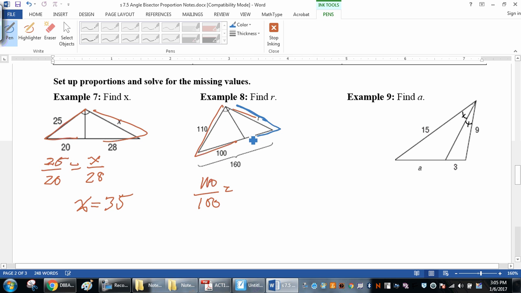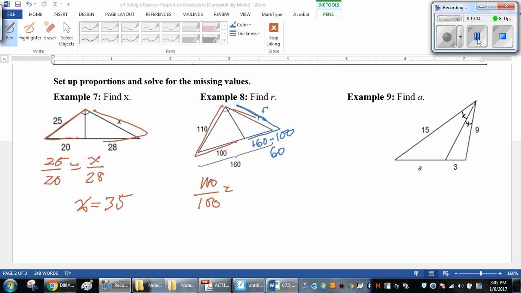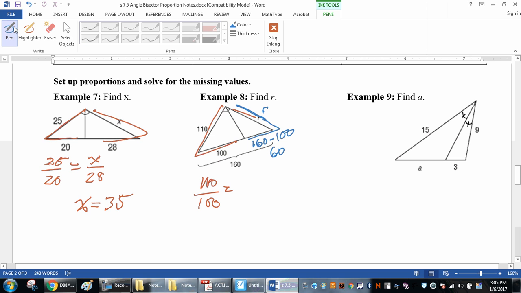There's our side, there's our piece. Now we have to be careful here because this whole side is 160. I just want this piece. So this piece is 160 minus 100, or 60. That's what we want to use. So our side is R, our piece is 60. Then we can go ahead and cross multiply and solve. We get R equals 66.